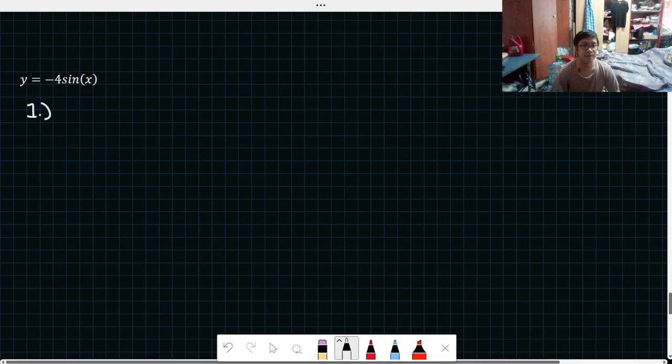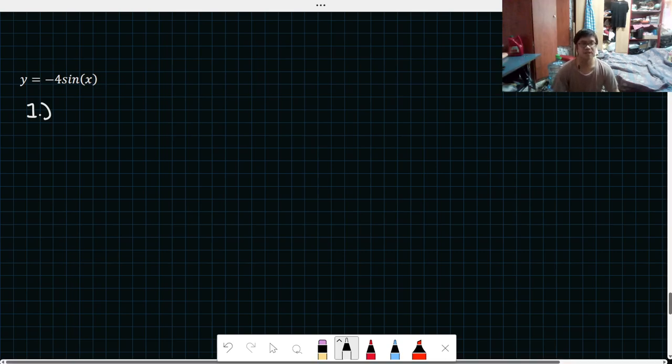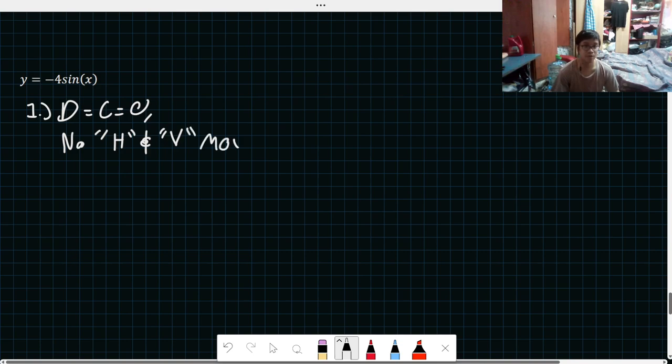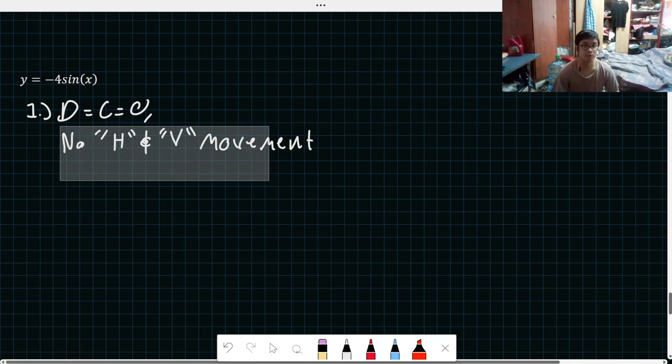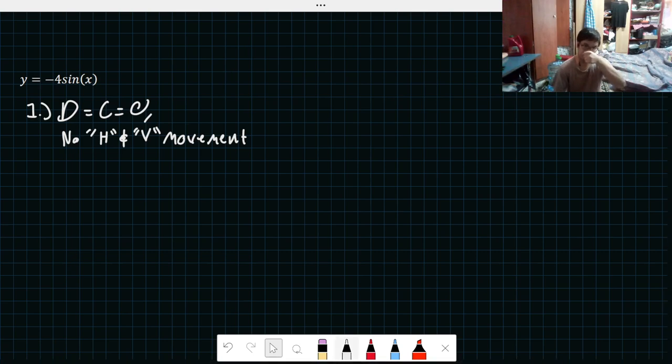The first step is to know the C and D. Just like our previous example, C and D are not given, visibly speaking. So therefore, D and C are zero. That means there is no horizontal and vertical movement. Just in that position, no adjustment horizontally or vertically. So that's the first step.